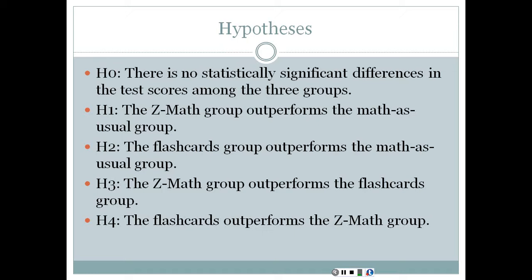Now, for our next four hypotheses, we're actually going to compare each group to one another. First, our first alternative hypothesis, H1: the Z-Math group outperforms the Math as Usual group. The flashcards group outperforms the Math as Usual group. The Z-Math group outperforms the flashcards group. And finally, the flashcards group outperforms the Z-Math group. So, as there are more groups, there are more comparisons to analyze, which is what Anova is all about.